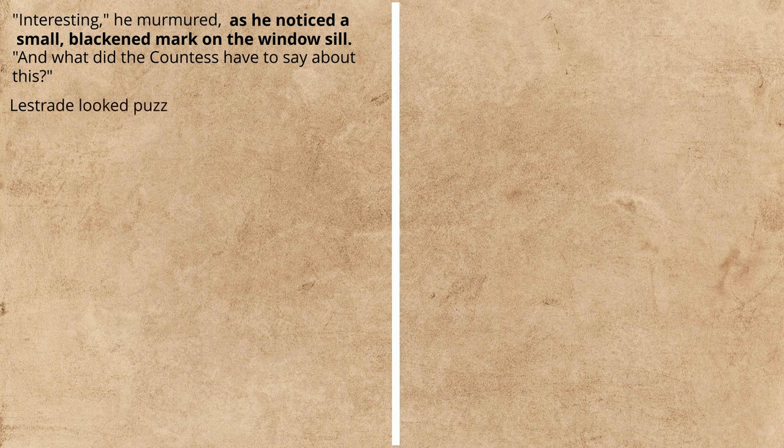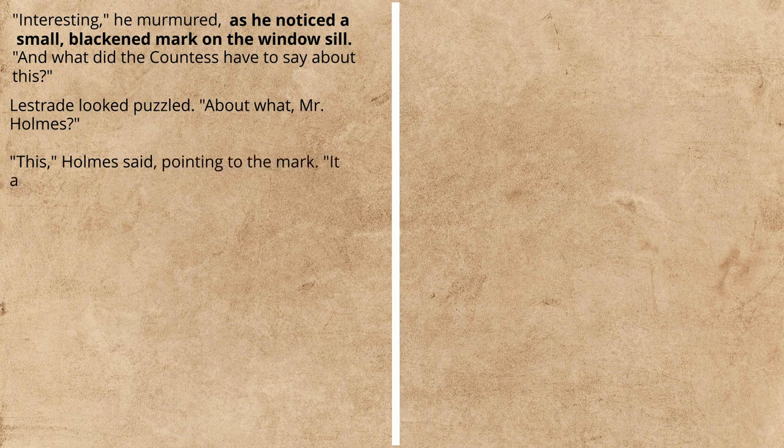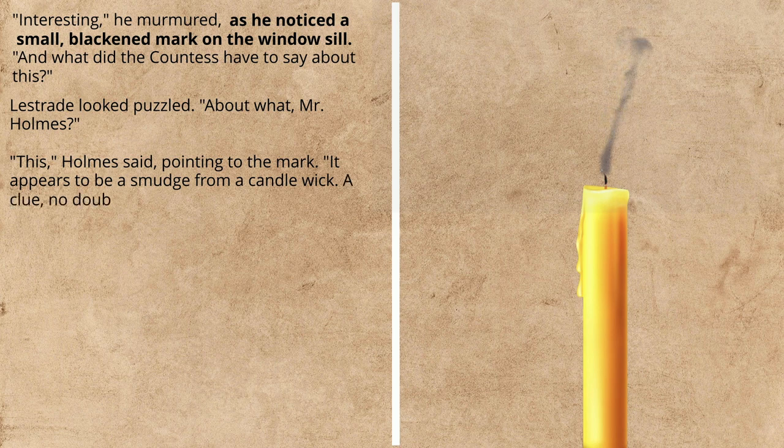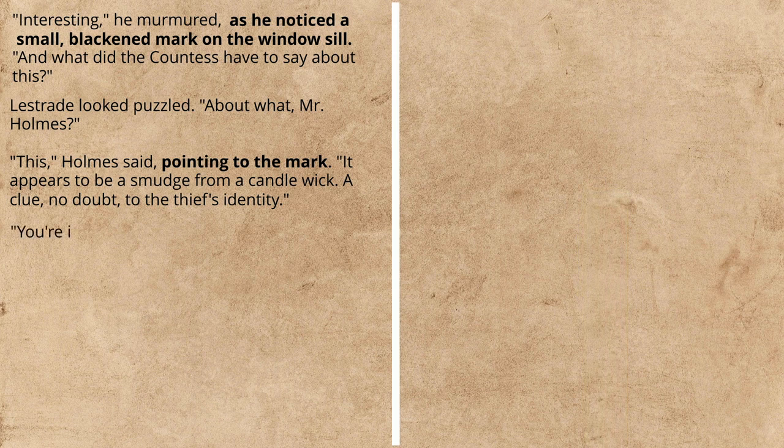Lestrade looked puzzled. About what, Mr. Holmes? This, Holmes said, pointing to the mark. It appears to be a smudge from a candle wick. A clue, no doubt, to the thief's identity. Did you notice the ing-verb action beat after the dialogue tag? A useful technique, this. You're incredible, Mr. Holmes. How did you deduce that?